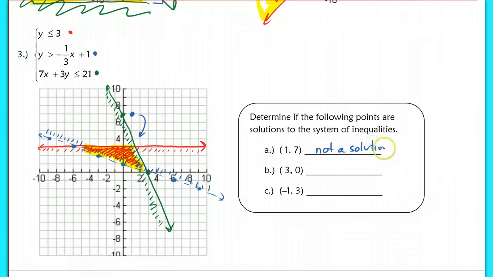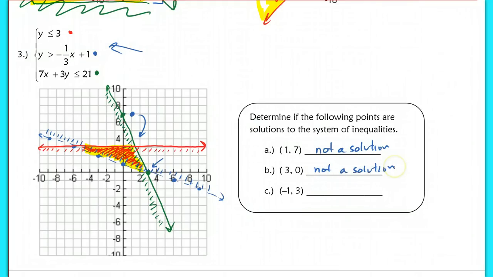And if we look at 3, 0, 3, 0 is on the boundary of the shaded region. Now, normally I would say yes, that this would be a solution because it does fall on a solid line. However, it also passes through a dashed line. Because it passes through a dashed line, it does not satisfy every single line in this system. So this is not a solution as well.